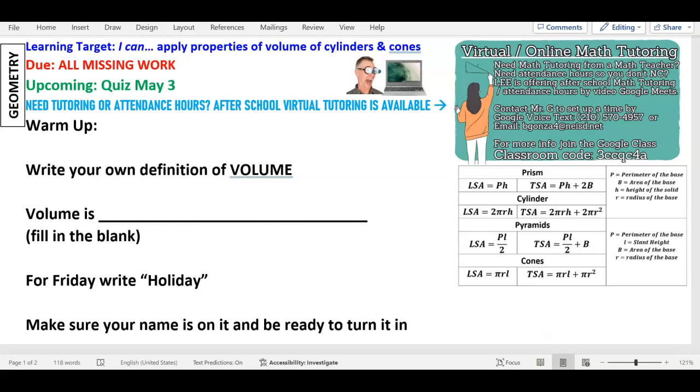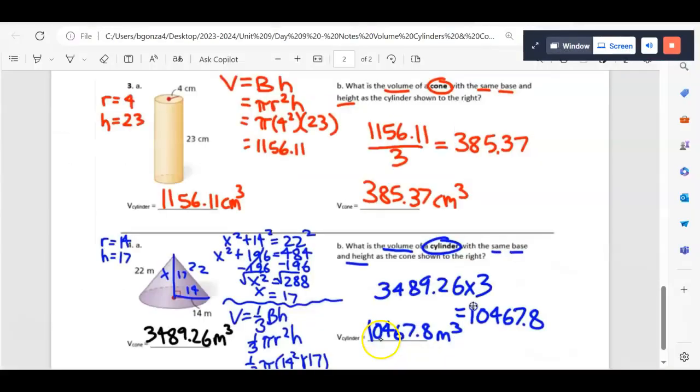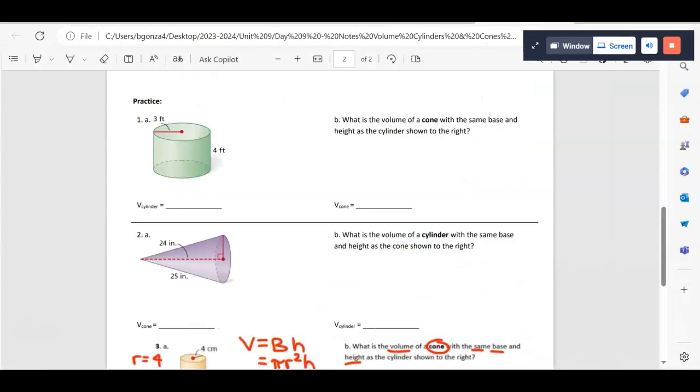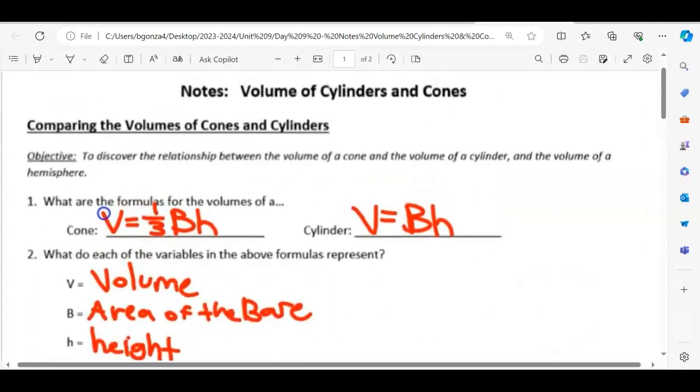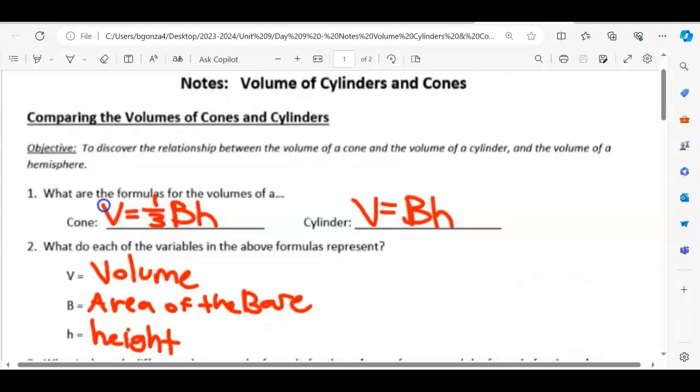Black binder, there in the corner. There we go. So I have a demonstration to show y'all today, so just make sure you're following along. Ready? Okay, so first of all, volume is 3D space inside of a solid figure. Looking up here, writing this down, everybody.